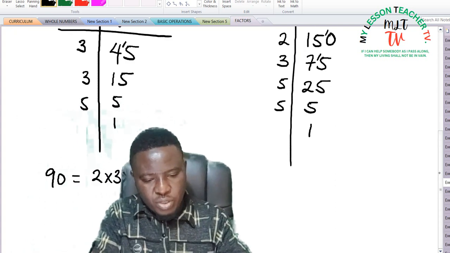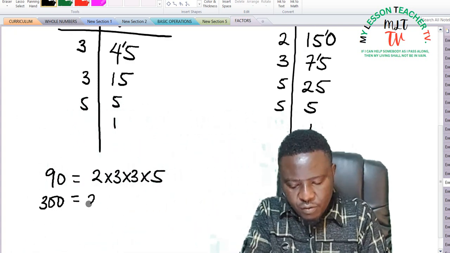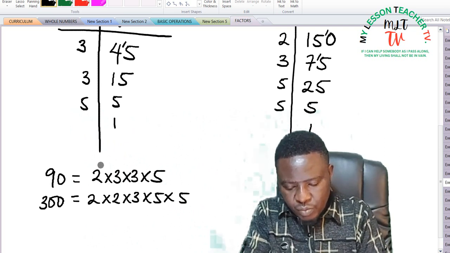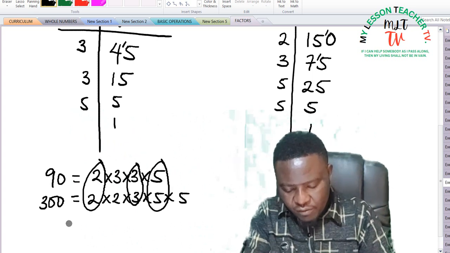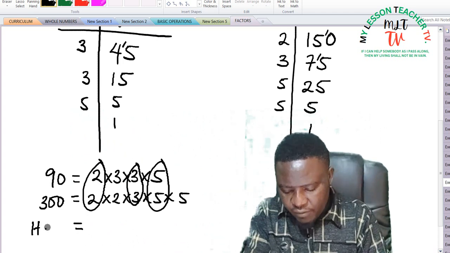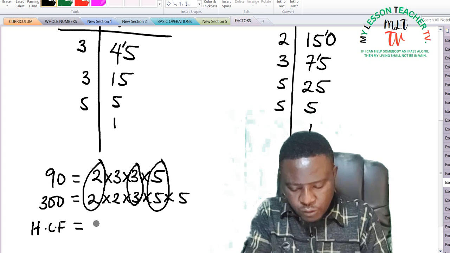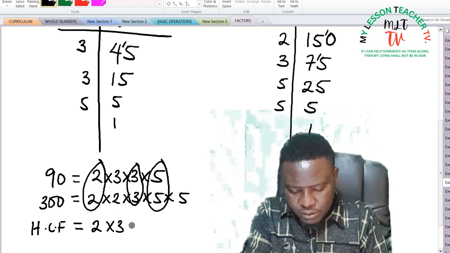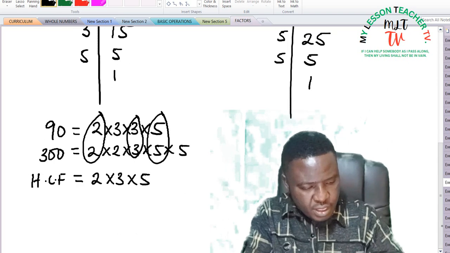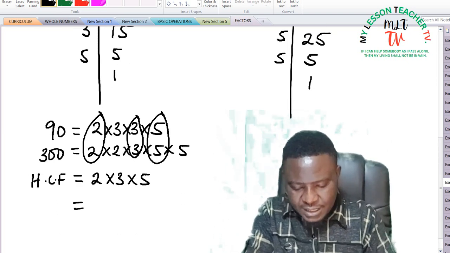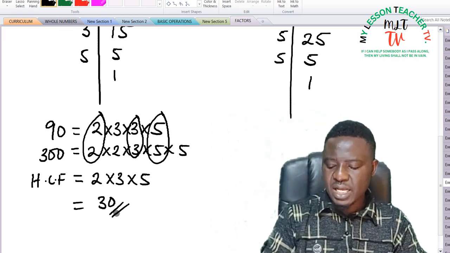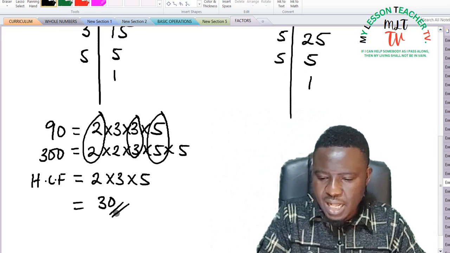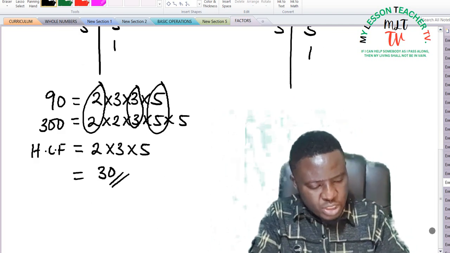So expressing 300 as a product of its prime factors, we have 2 times 2 times 3 times 5 times 5. So looking out for the common factors, we have 2 being common, 3 is common, and 5 is common. So the HCF is the product of the common factors, which are 2 times 3 times 5. And what would that give us? 2 times 3 is 6. 6 times 5 is 30. So we have it that 30 is the highest common factor of 90 and 300. Just like I said, we shall then look at method 2.